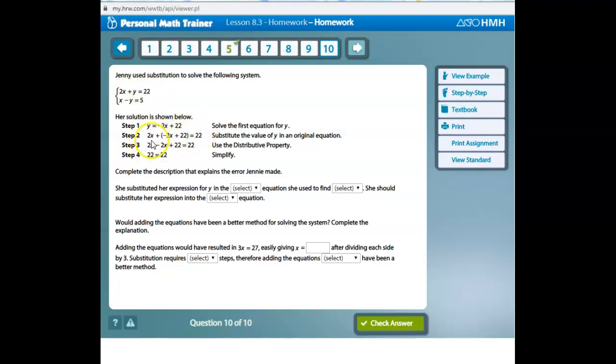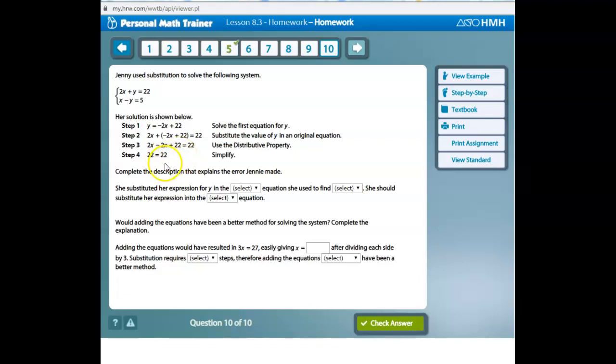So then she distributed the negative, so this is minus 2x plus 22. Everything else stayed the same. And then she noticed that these two terms are the same: 2x minus 2x cancels out, and she gets 22 equals 22. So in this situation, you would say that it has infinitely many solutions. Okay, they're the same line.